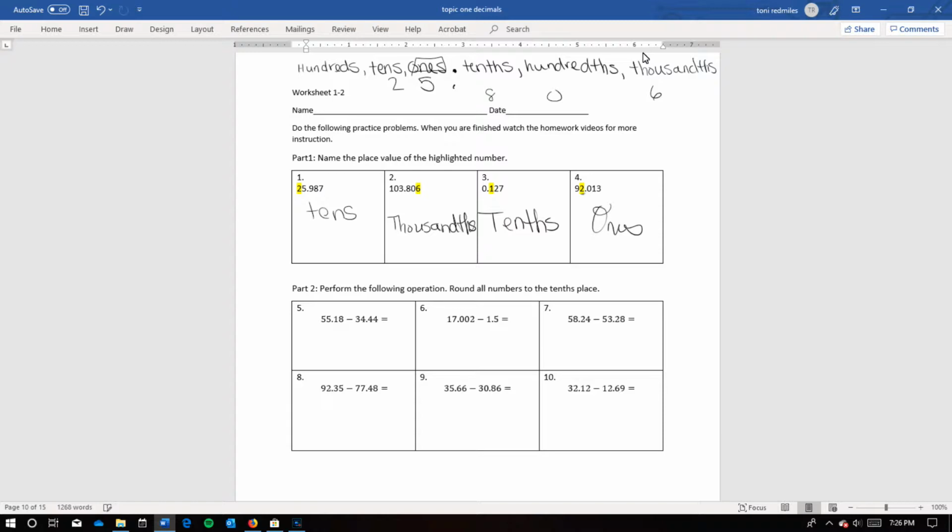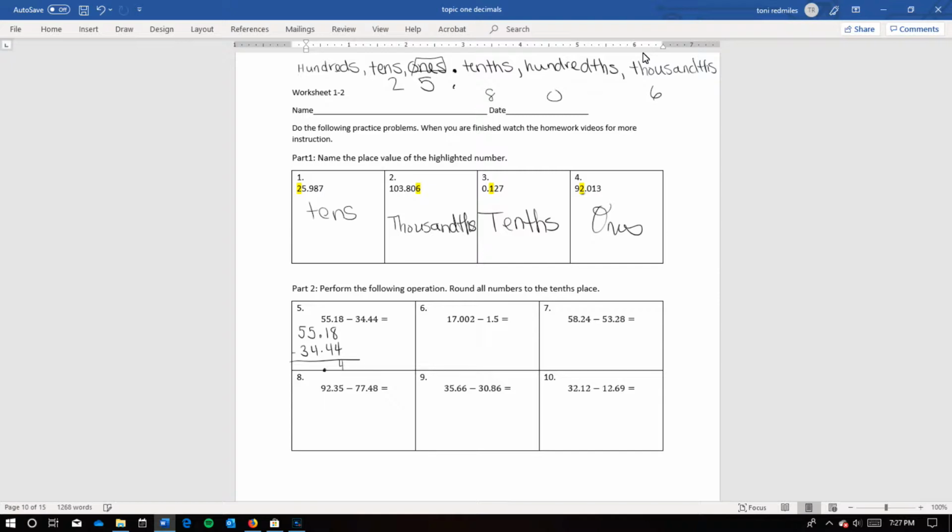All right, let's do some subtraction. So in number 5, I like to line mine up, so I'm going to line them up. But this time, instead of adding, I'm going to subtract. Okay, I'm going to go ahead and put my decimals straight down. I'm going to do the hundredths place first.